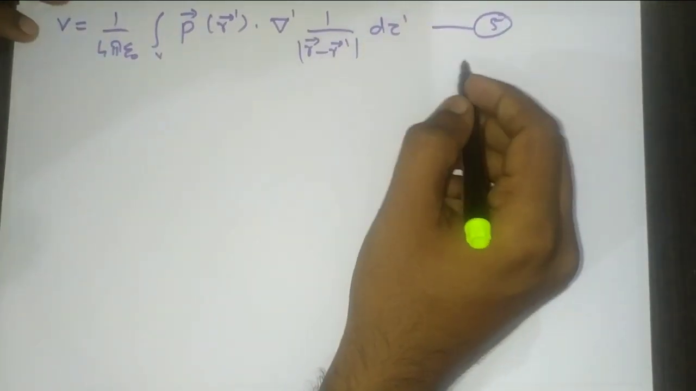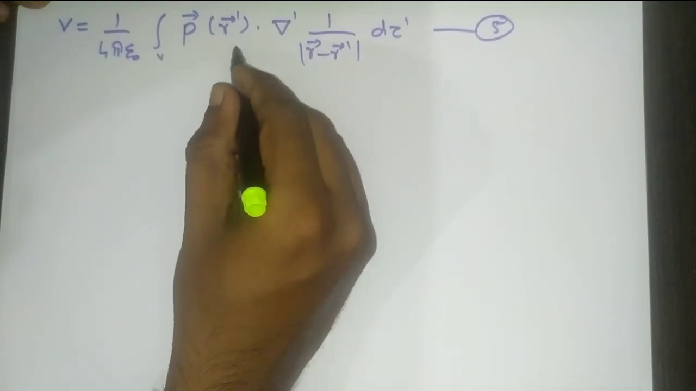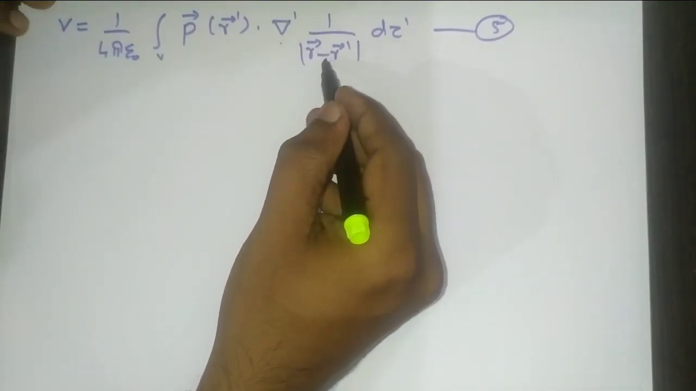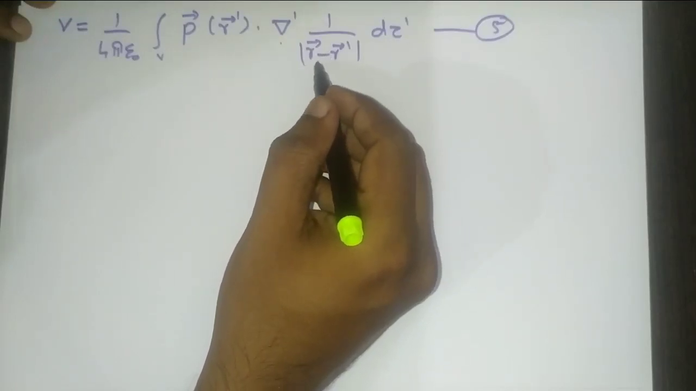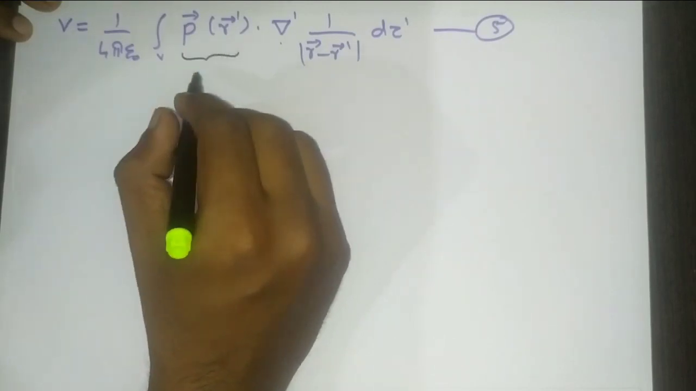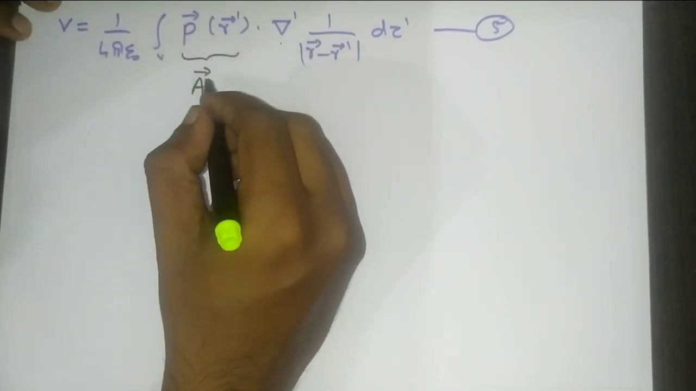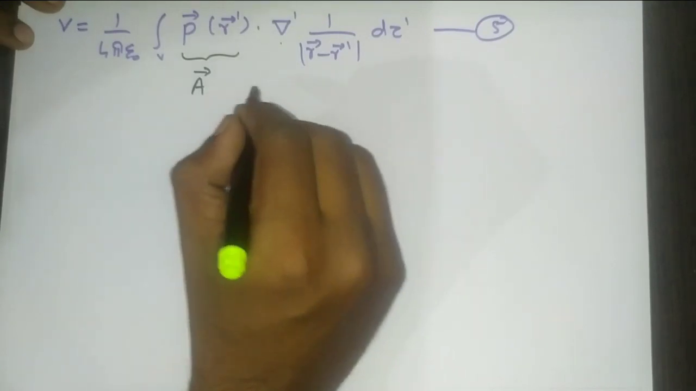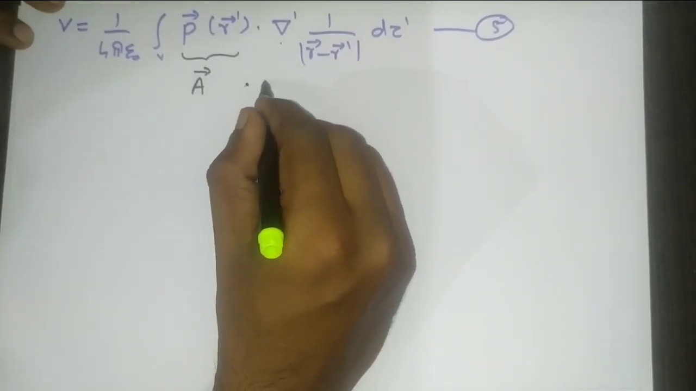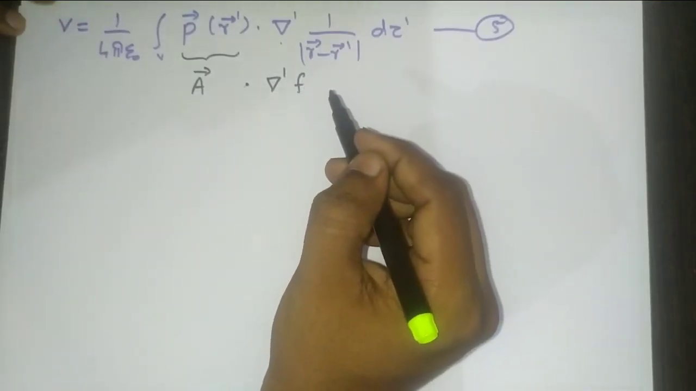In this equation number 5, this is a scalar, this is a vector quantity, this is a gradient operator, and this is another vector quantity, and this is scalar quantity. Okay, here I will substitute instead of P a vector quantity dot product with this gradient operator, and this is the scalar function f.